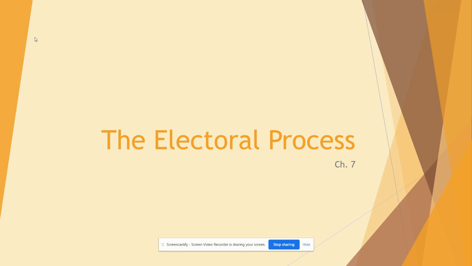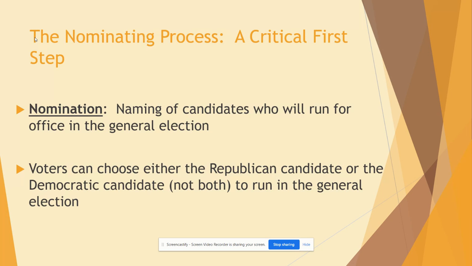All right, so this presentation covers Chapter 7, the electoral process. This chapter is about elections and how they work, how campaigns work, and so on.